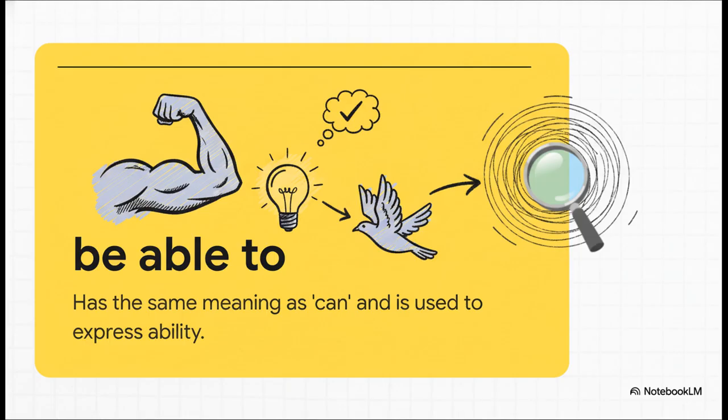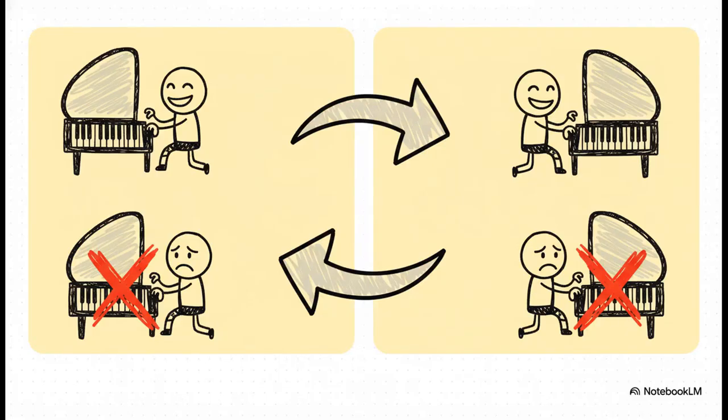For instance, you can't really say, I can learn guitar, right? It sounds weird. But you can say, I will be able to learn guitar. See? It unlocks all these other tenses for you. And just look at how cleanly they swap out for each other in the present tense. I can play the piano just becomes I am able to play the piano. And for the negative, Unmi can't play the piano turns into Unmi isn't able to play the piano. It's a perfect one-for-one switch.